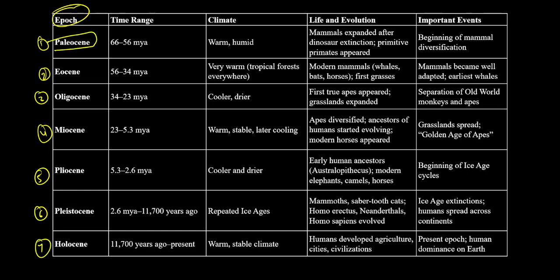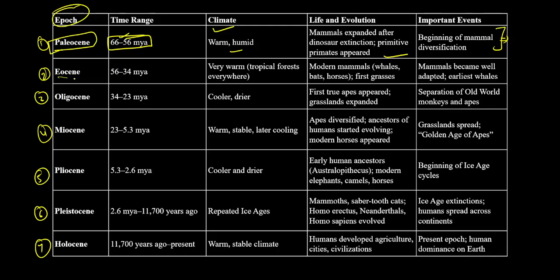First is the Paleocene epoch. This particular epoch ranged from 66 to 56 million years ago, and in this epoch the climate was warm and humid, and mammals expanded after the dinosaurs' extinction, and primitive primates appeared. So here we can say this was the beginning of mammal diversification.